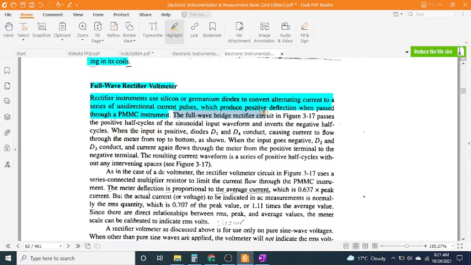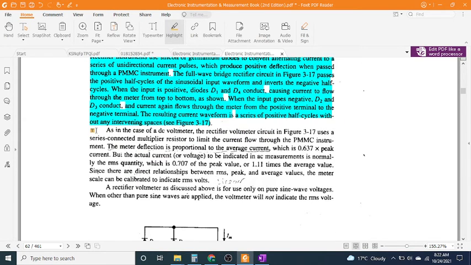The full-wave bridge rectifier circuit in Figure 3-17 passes the positive half cycles of the sinusoidal input waveform and inverts the negative half cycles. When the input is positive, diodes D1 and D4 conduct, causing current to flow through the meter from top to bottom, as shown. When the input goes negative, D2 and D3 conduct, and current again flows through the meter from the positive terminal to the negative terminal. The resulting current waveform is a series of positive half cycles without any intervening spaces, see Figure 3-17.